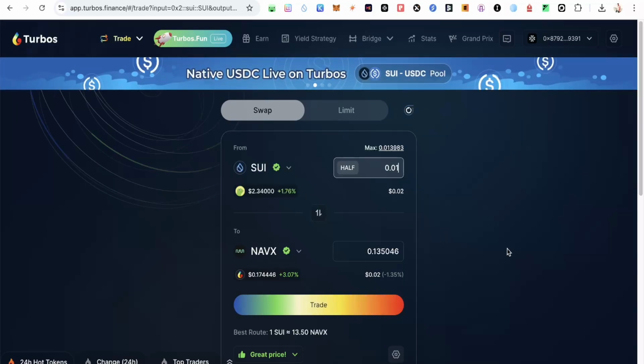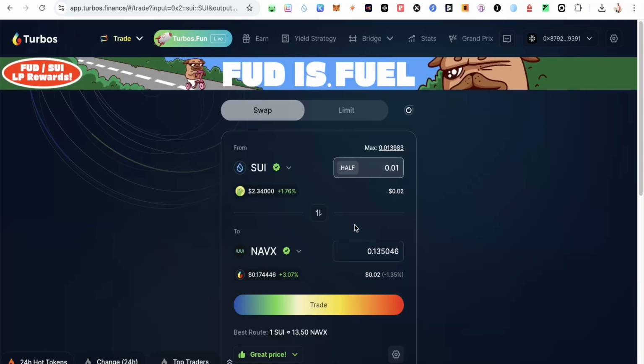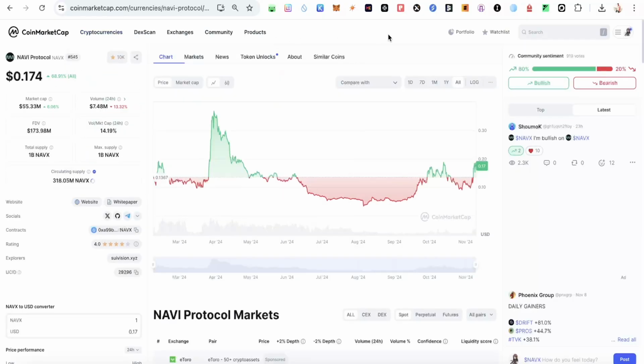Now once you click on trade and confirm the transaction on your wallet, within 10 to 15 seconds Navi protocol tokens would be reflected in your SUI wallet. So it is this simple to buy the Navi protocol tokens. And this is all for this video.